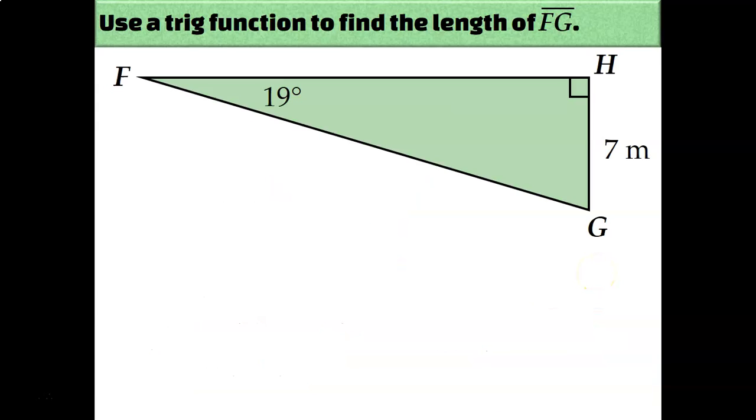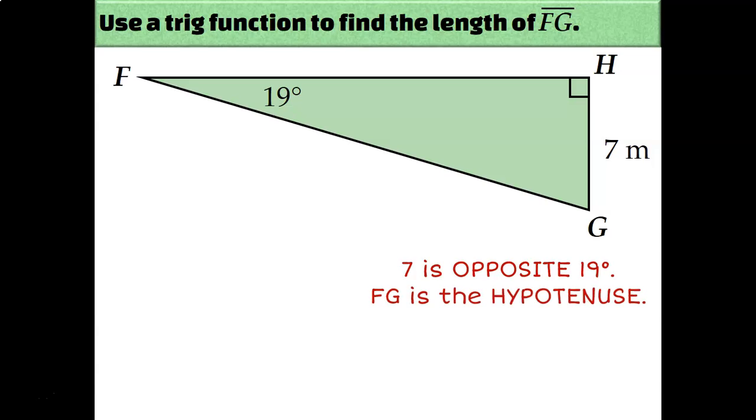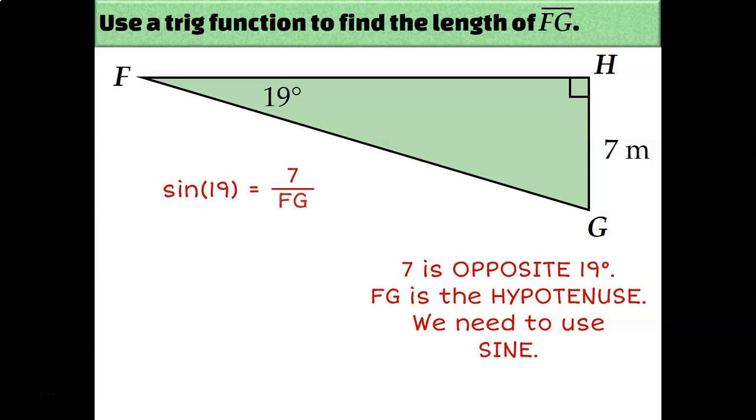For our next example, we're asked to calculate the length of FG, and FG is the hypotenuse of this triangle. We're told that angle F measures 19 degrees and that the length of segment HG is 7. In relationship to the 19-degree angle, 7 is the opposite side. So since I have opposite, and I'm looking for the hypotenuse, the trigonometric ratio that I need to use is sine. So I'll write that the sine of 19 equals the opposite over the hypotenuse.